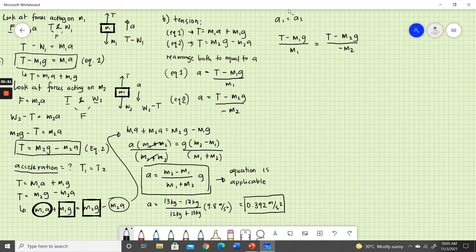Okay, so now we can solve for T. We can rearrange the equation so we can solve for T. We multiplied both sides. So, simple algebra. That would give us negative M2 multiplied by T minus M1G is equal to M1 multiplied by T, minus M2G. So that is negative M2T plus M1G is equal to M1T minus M2G.